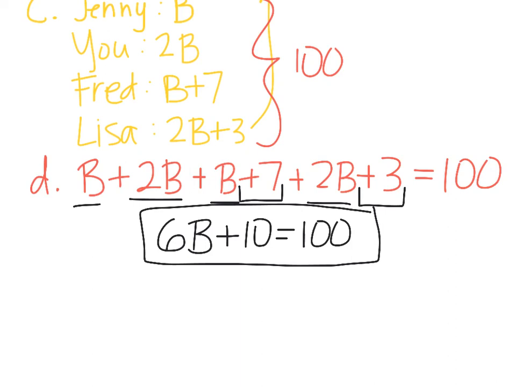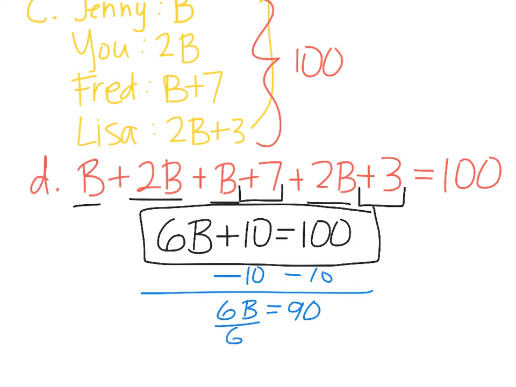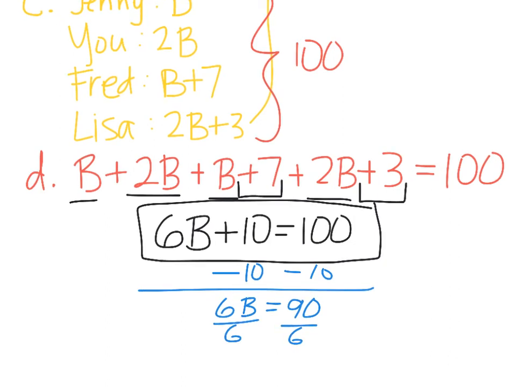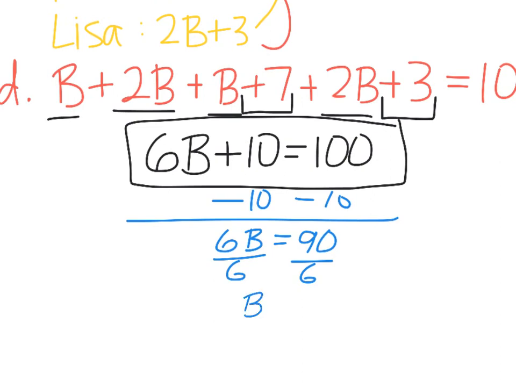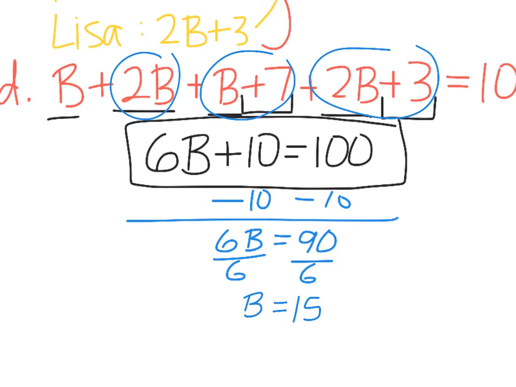Now, we know how to do two-step equations, so let's even go ahead and check our math or our equation by starting by subtracting 10 from both sides. And look at that, we have 6B equals 90. Now that's no surprise because we got 90 before, right? And now divide both sides by 6, and 90 divided by 6 is 15. So the number of buckets is 15, and that of course is Jenny, and then we go back and double that to get you, add 7 to get Fred, and then add 3 to your amount, or double it and add 3 to get Lisa.